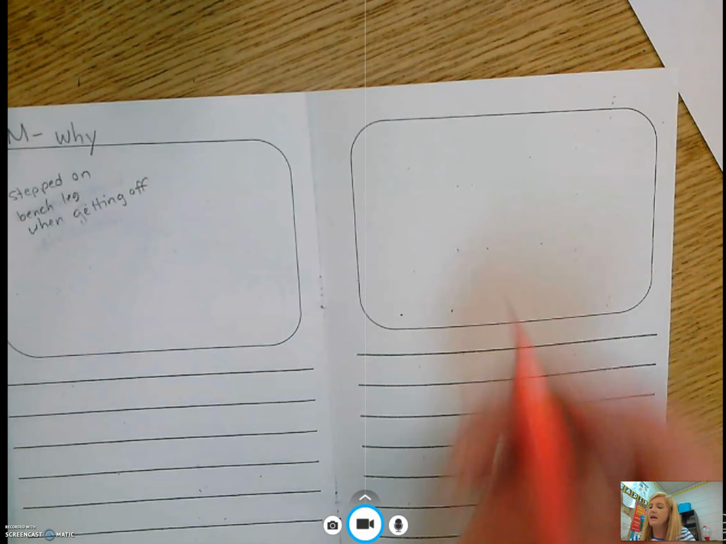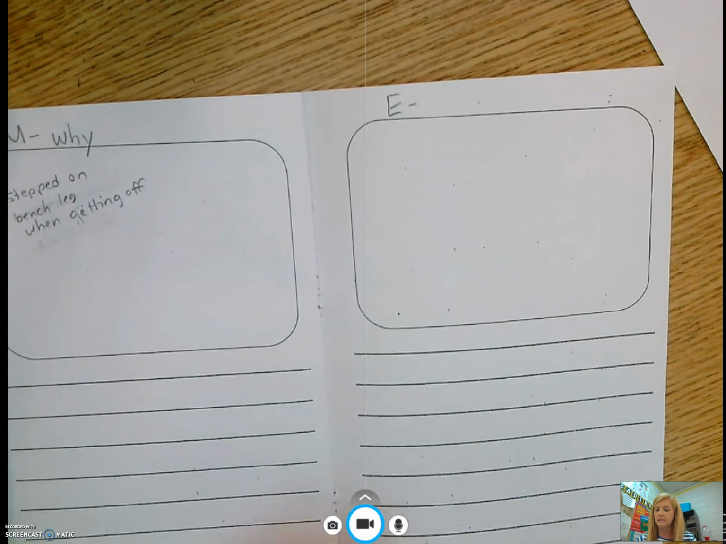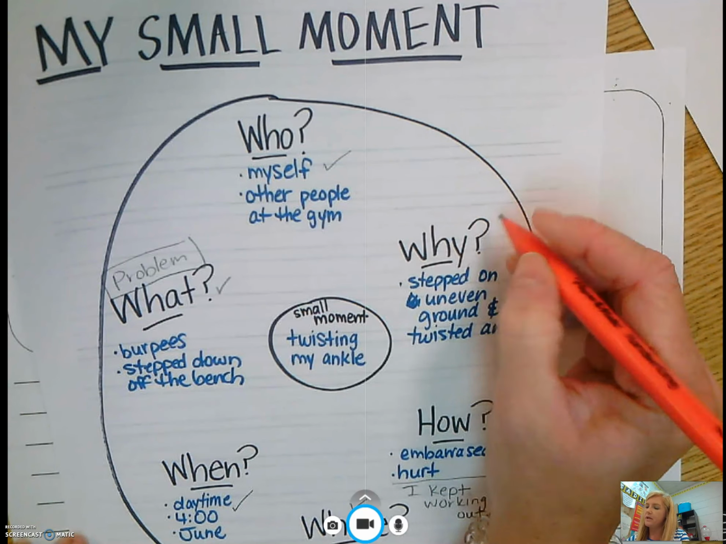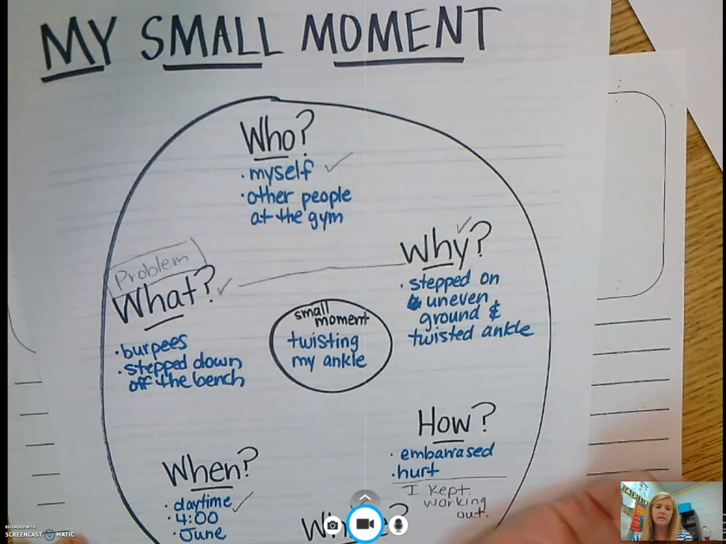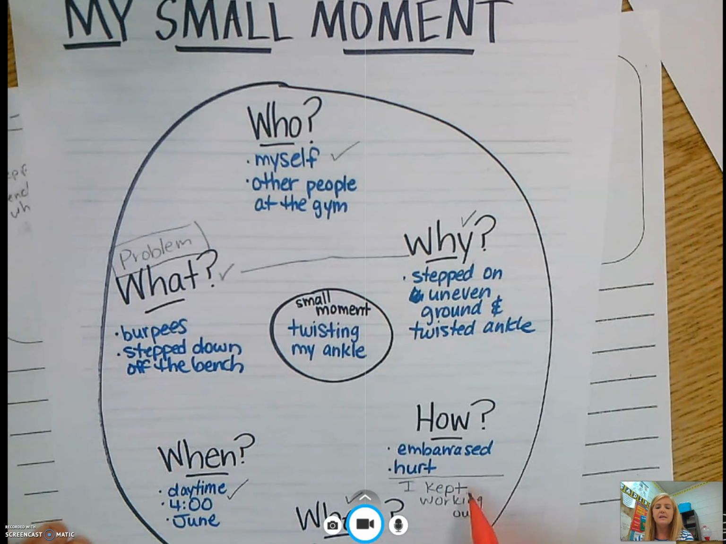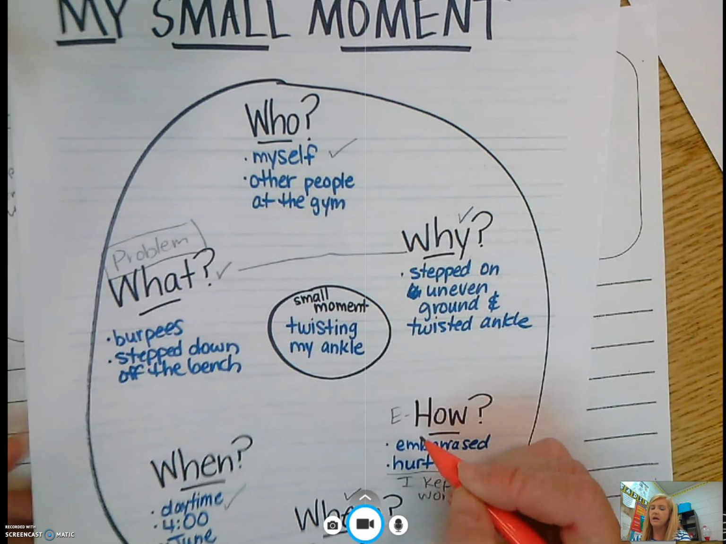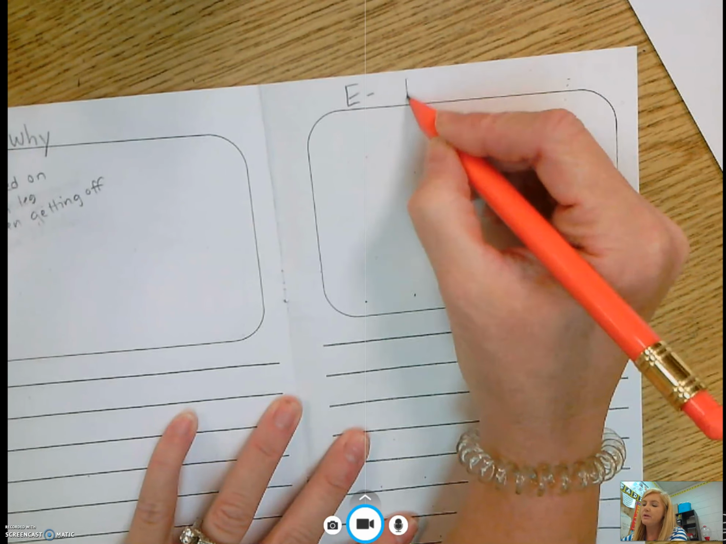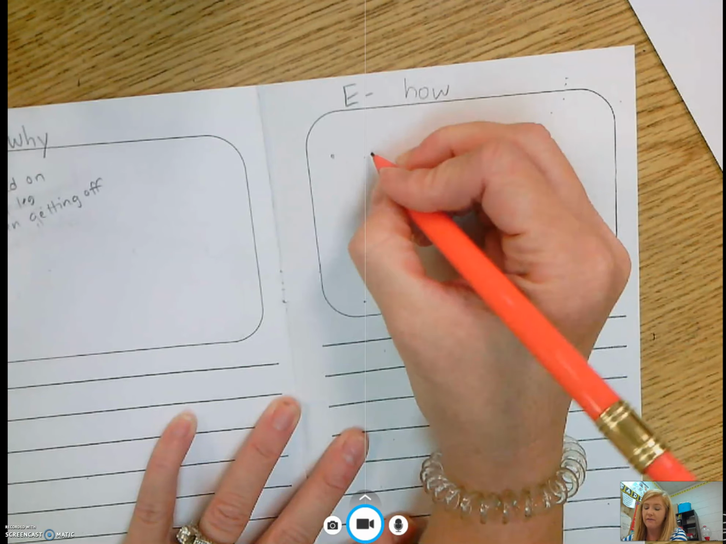And lastly, how do we end our story? What have we learned in reading about how stories end, okay? If I go back to my small moment map, I've got my middle here. Why did it happen? That goes with my what. They're connected. I want to end with how did the problem get solved or how did I feel? This is going to be my ending, okay? So on my very last page of my book for E, I'm going to put how. I want to give me some ideas about how I felt.